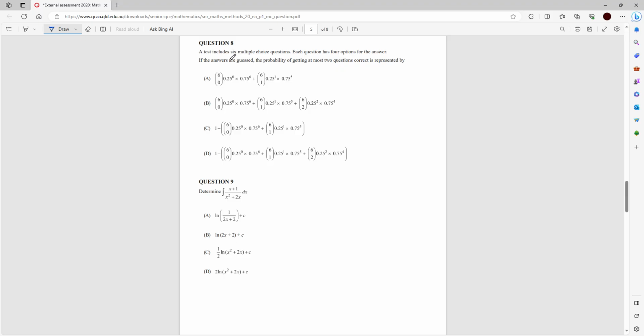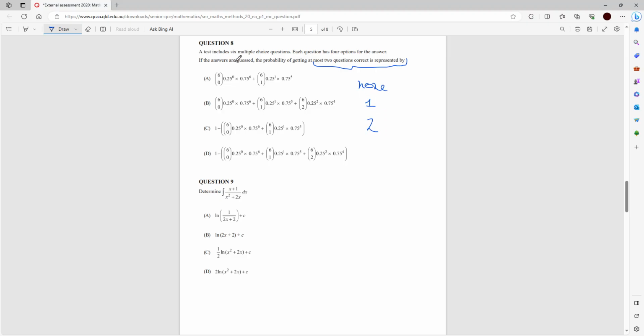A test includes 6 multiple choice questions. Each question has 4 options for an answer. If the answers are guessed, the probability of getting at most 2 questions correct is represented by... So, they can't get more than 2 questions correct. That means they can get none, 1, and 2.